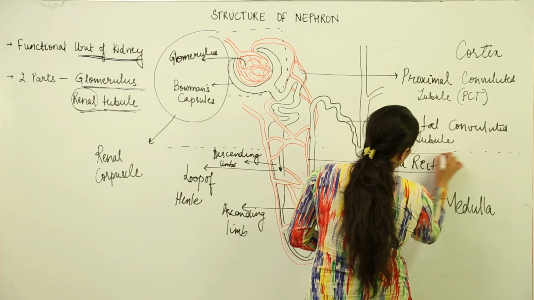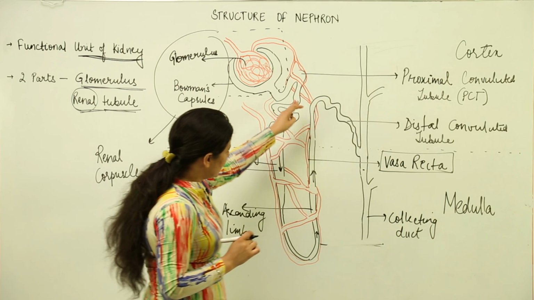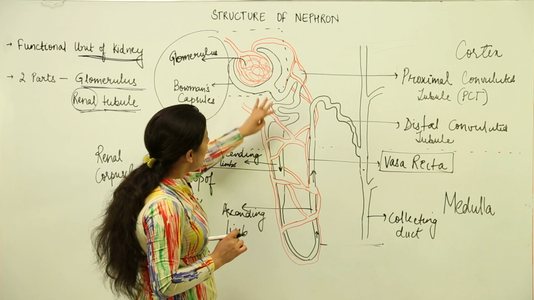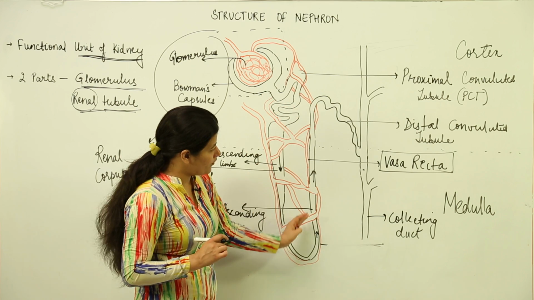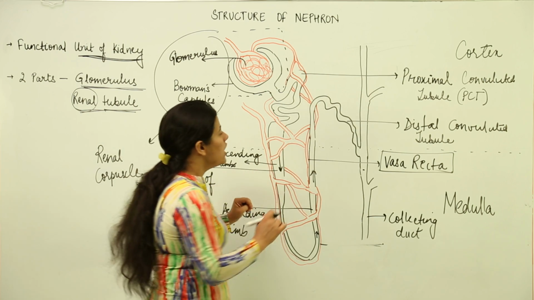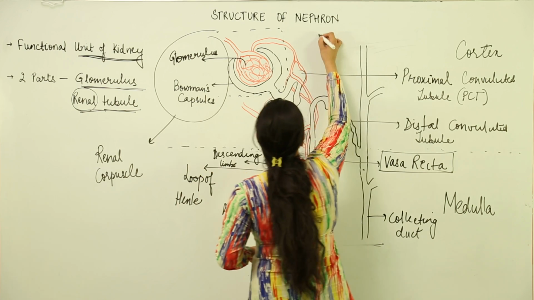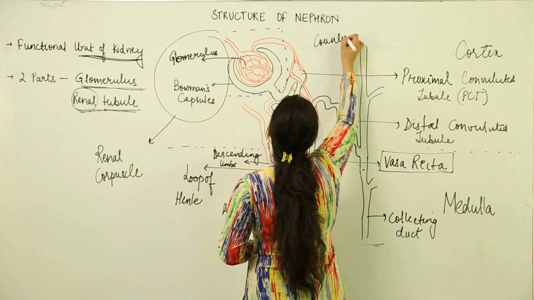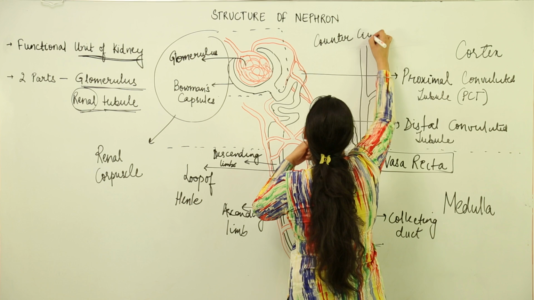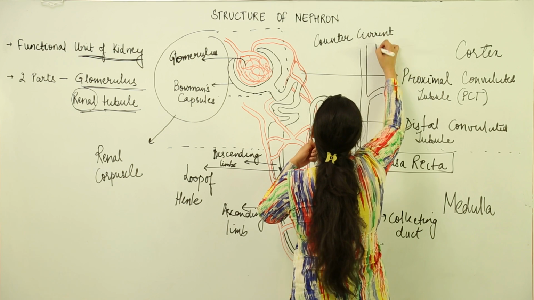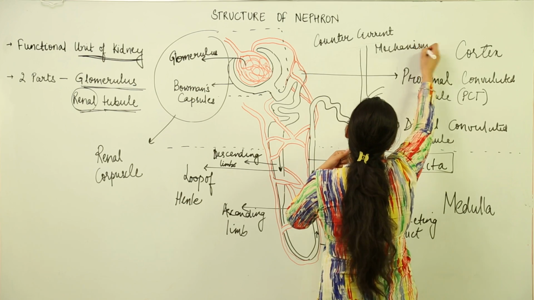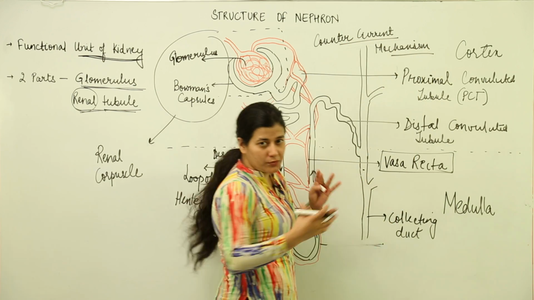Now remember this name. Vasa recta is the capillary meshwork which surrounds the nephron tubules as well as the loop of Henle. This is the capillary network which is responsible for the counter current mechanism. When we talk about the formation of urine and its concentration, we come across the counter current mechanism. I would just put some light over what the counter current mechanism is all about.